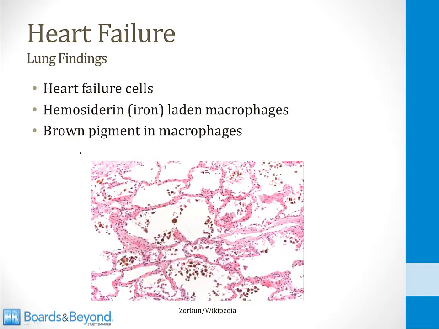Biopsy of lung tissue in heart failure isn't usually done in the modern era, but if you were to do it, the classic finding is the presence of heart failure cells. These are hemosiderin or iron-laden macrophages with brown pigment inside of them. There are some of these shown on the screen here. These develop because some red cells are pushed out of the capillaries, and then the red cells are engulfed by macrophages, and that leads to the presence of hemosiderin inside the macrophages.